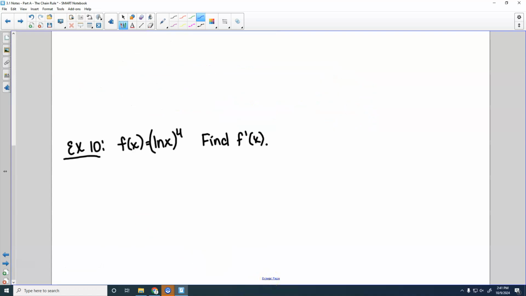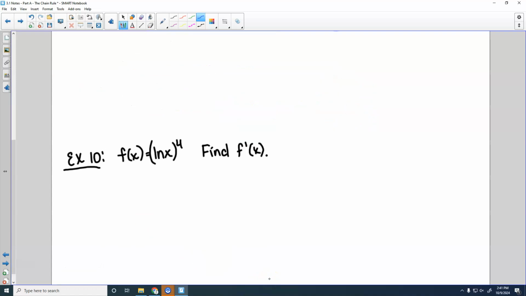Okay? Here is one that is a little bit different. We've got f of x equals natural log of x to the 4th power. What is your inside on this one? The natural log of x is the inside, the outside is the to the fourth power, right?